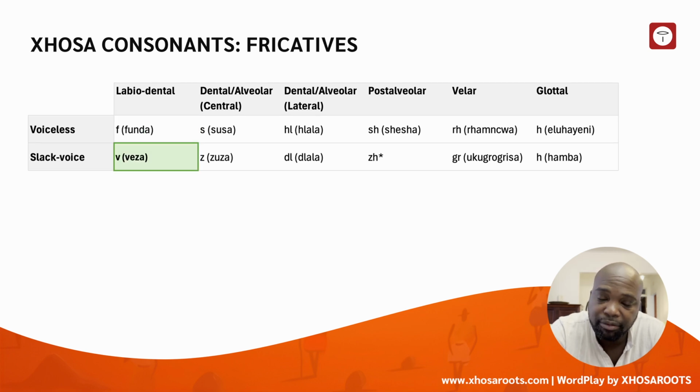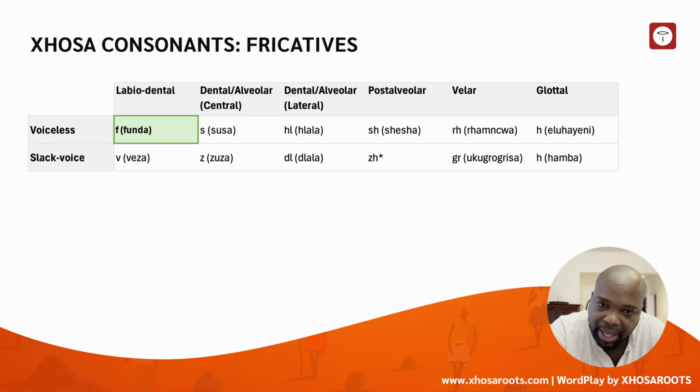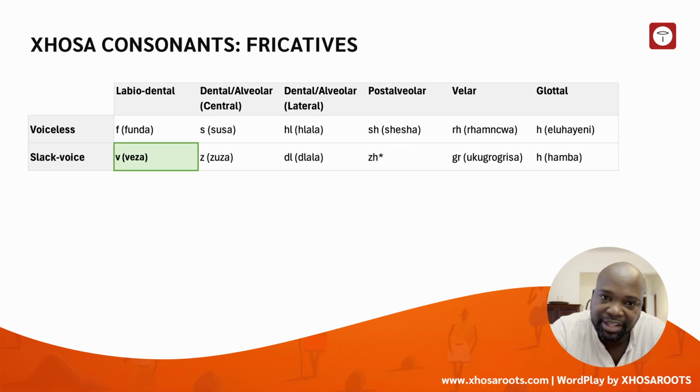And then you have the slack voice version of that. Again, the relationship might not be immediately apparent unless you are looking at it in a systematic way like this. So voiceless, labiodental. An example of that is funda. And then you have the slack voice, labiodental, fricative. Veza. Funda, which is read or learn. And then you have veza, show or reveal.